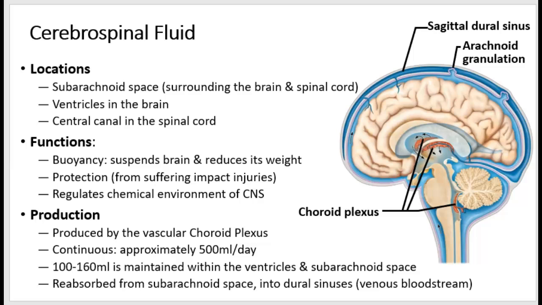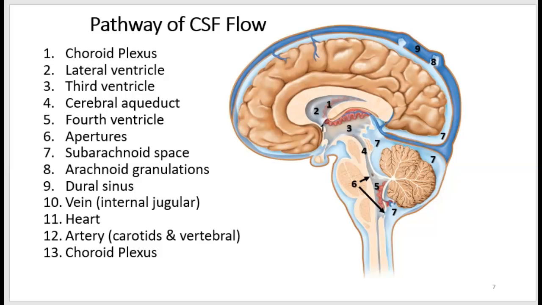As CSF is continually produced, it first flows inferiorly through the ventricular system and then superiorly within the subarachnoid space and through the arachnoid granulations to reach the dural sinus. As more CSF is produced, a force is created causing the CSF to move. It moves, as I mentioned, from the choroid plexus through the ventricular system until it reaches the fourth ventricle. Then it moves through the apertures to the subarachnoid space.